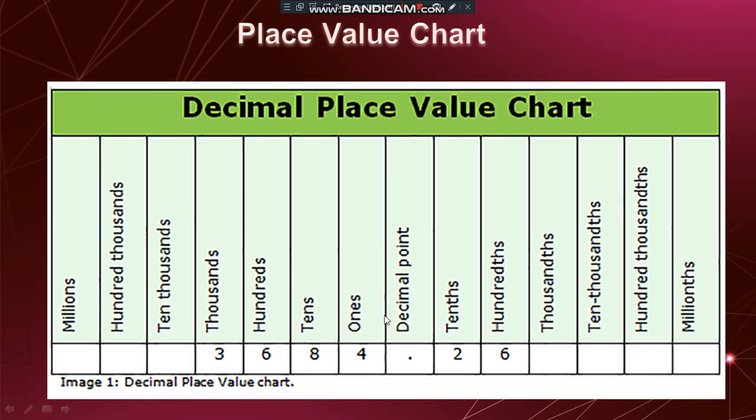Now after ones, we know that ones is the last place, we don't have anything, but yes, we have something after ones, that is a decimal point. A decimal point is denoted as a full stop. You know how to put a full stop, right? This full stop is called the decimal point. Then after ones you have tenths. After tenths you have hundredths.